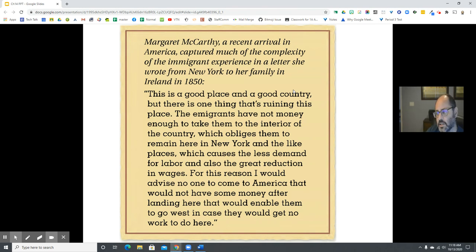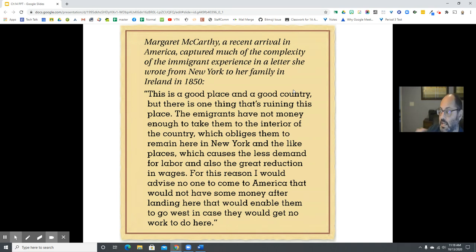This is a good place and a good country, but there is one thing that's ruining this place. The immigrants have not enough money to take them to the interior of the country, like the Germans were able to, which obliges them to remain here in New York and the like places, which causes the less demand for labor and also the great reduction in wages.